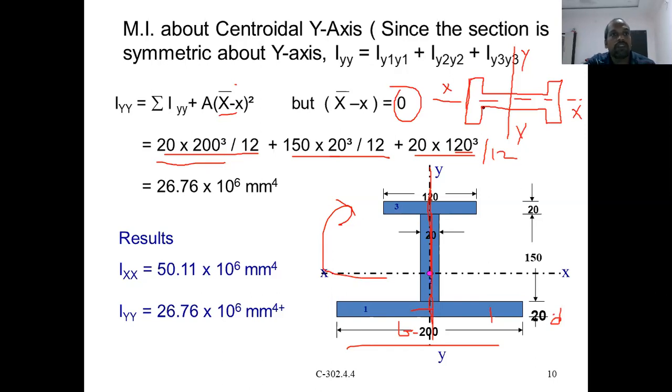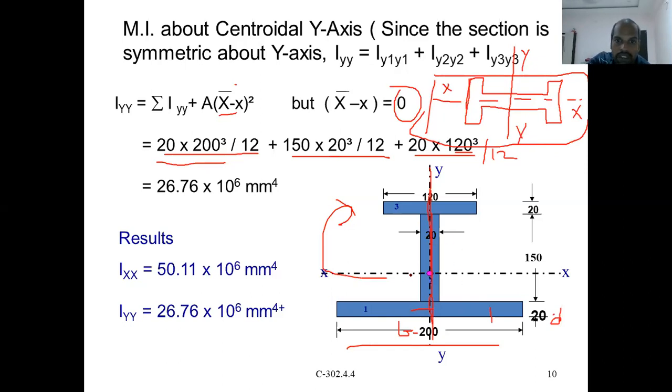We cannot generalize this, because the orientation of our section is also important. In this case, the same section is oriented in a different way. So again the axes change: x becomes y, y becomes x. In this orientation, it is symmetric about the x-axis. Same section, I'm changing the orientation.